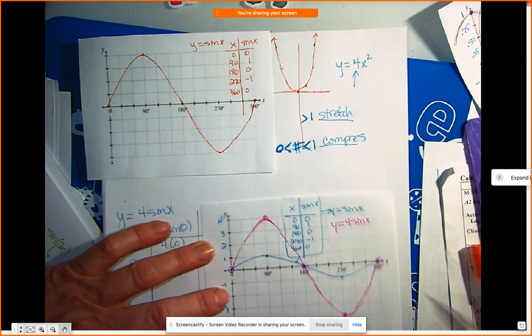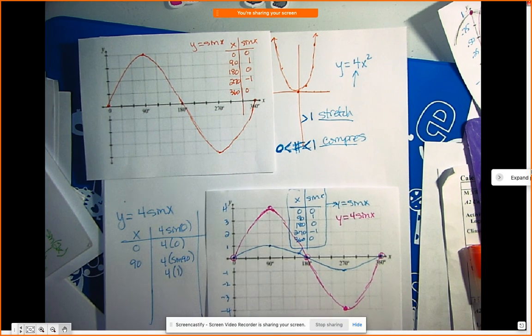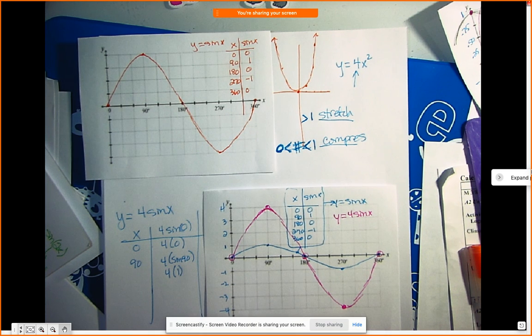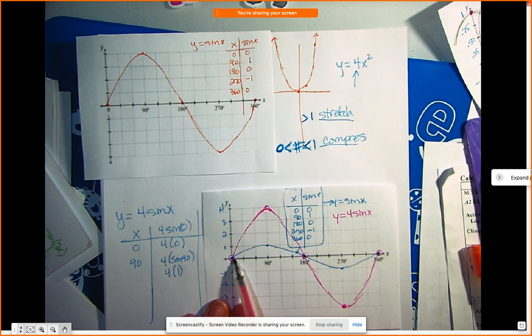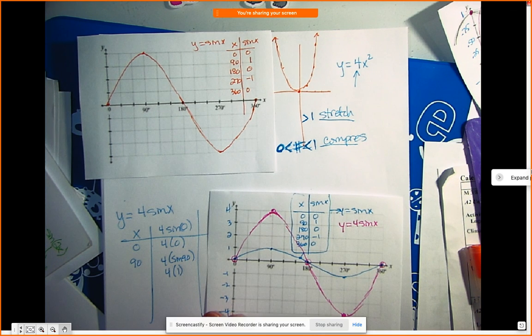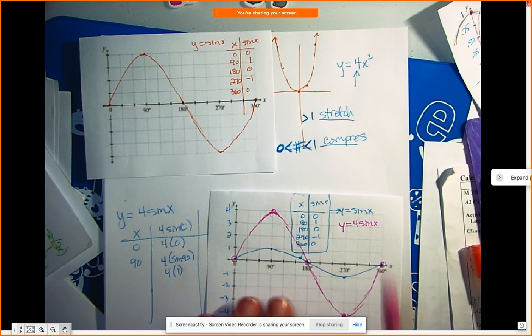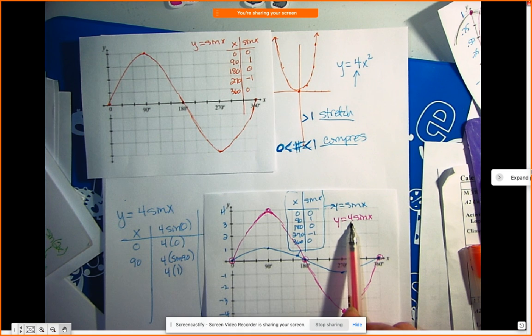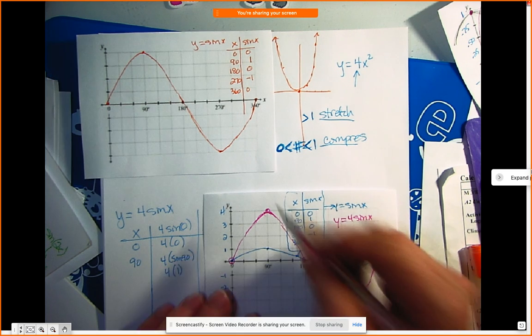Perfect. Okay, so you can see all it did was take this graph and stretch it. If I had done 1/2, it would have just made it half as much. It would have flattened it. Okay, it would have compressed it, pushed it down. All right, so today we're going to learn about the number out front, stretch or compress.